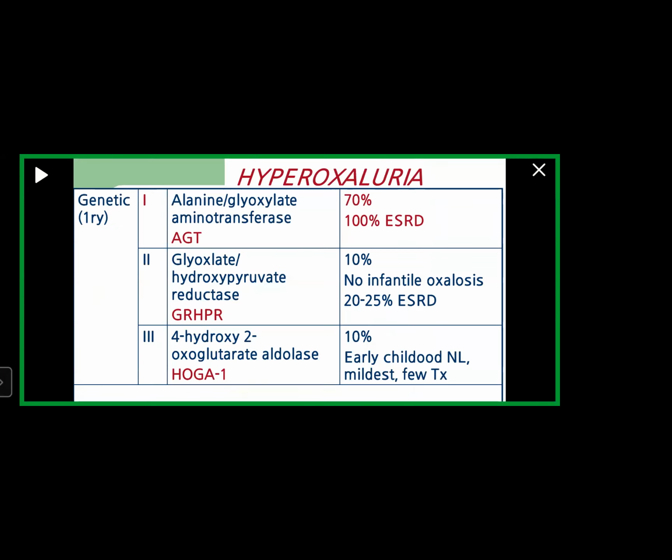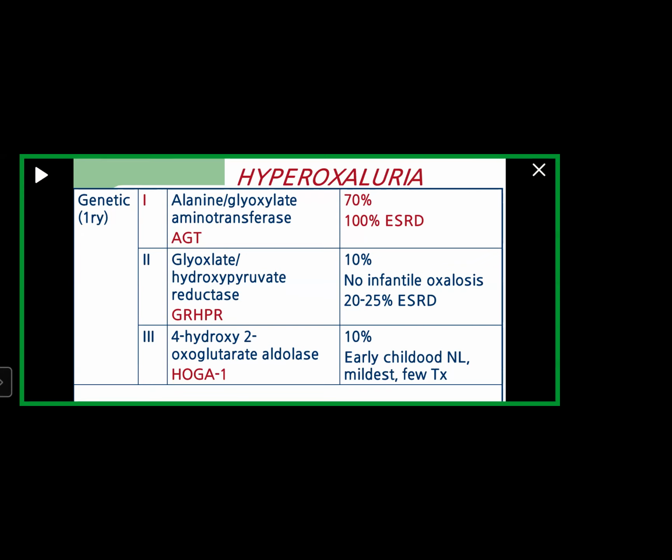So we have 3 defined genetic types of primary hyperoxaluria. Type 1, due to alanine glyoxylate aminotransferase deficiency or mutation, represents 70% of cases, and it is associated with end-stage renal disease in virtually 100% of cases, but it can occur at different ages. It can range from infancy to adulthood, and the disease spectrum is widely variable, as we're going to see.